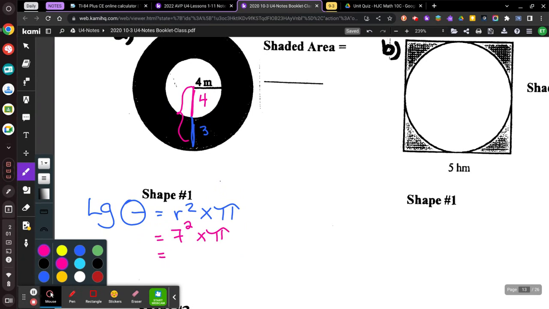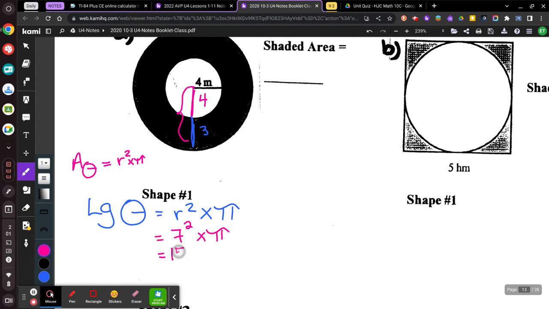So all we're doing is plugging in the numbers that we get from the pictures, and we're putting them in our formulas. So we all know that area of a circle is r squared times pi. I'm writing it that way because that's the way you have to put it in the calculator. Usually on the formula sheets it says pi r squared. All right, so that's going to be 49 times pi, which gives us 153.9 meters squared.